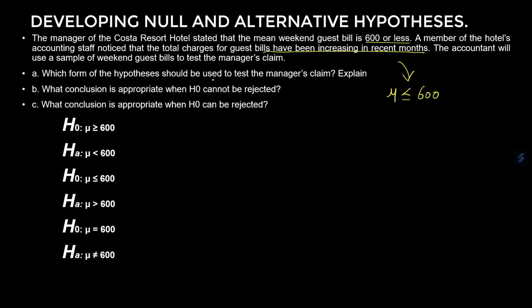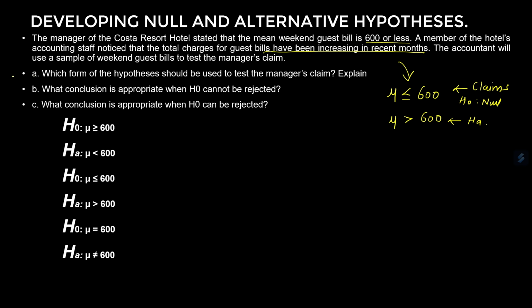Whatever he has stated. Then a member of the hotel's accounting staff noticed that the total charges for guest bills have been increasing in recent months. So now this staff is noticing that our mu, which is the weekend guest bill, is increasing in recent months. So these are the two things. This is a claim. Claims always come in the null hypothesis, and somebody making an assumption comes under the alternative hypothesis.